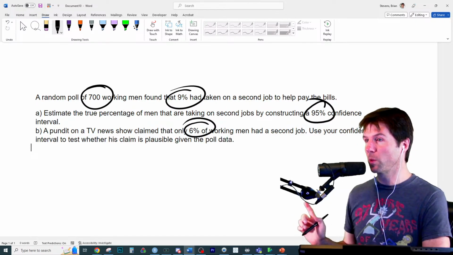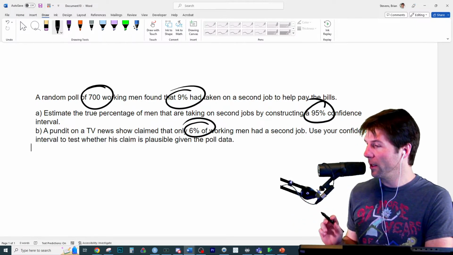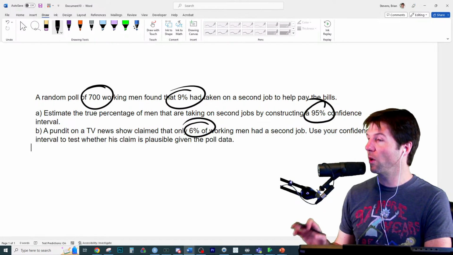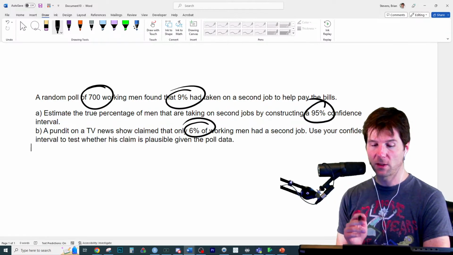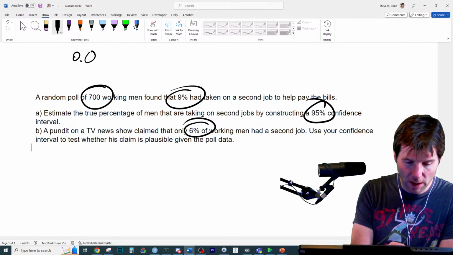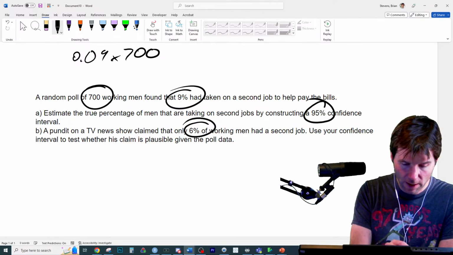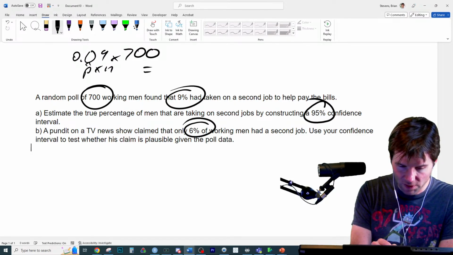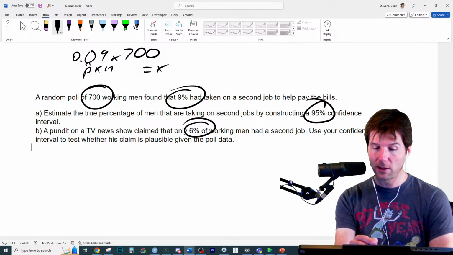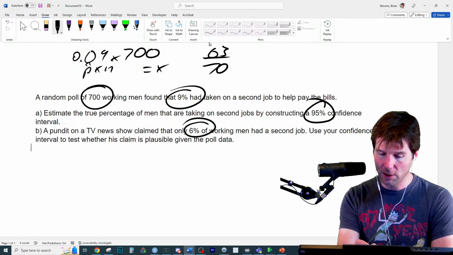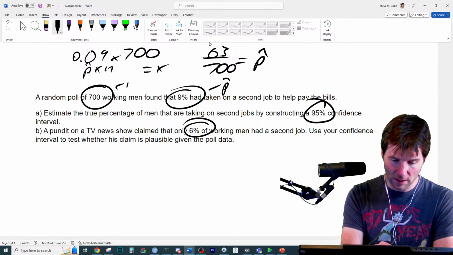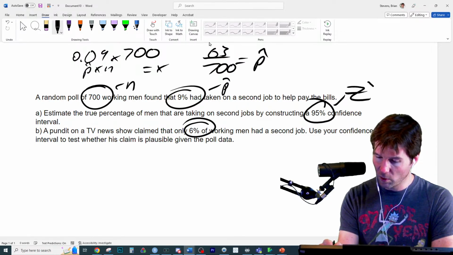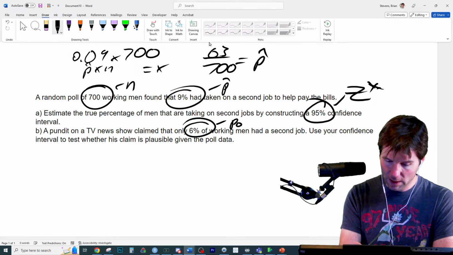Good, Jackson, this is a good review right here. One thing to remember is that P hat has to always be between 0 and 1. You might have found X right there, because you might have done 0.09 times 700, and that's actually P hat times N equals X. So you found X, and then you could try 63 over 700 equals P hat. So this is P hat, this is N, this is the Z score we need, and this is what we are testing right there.